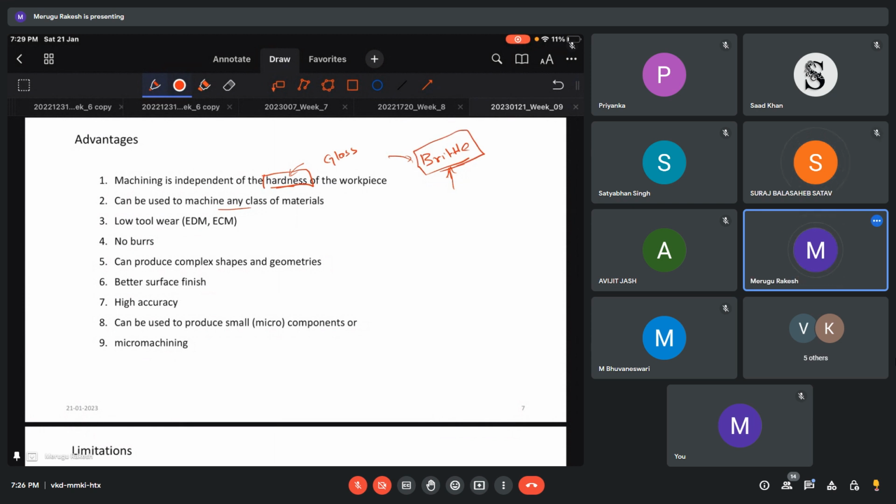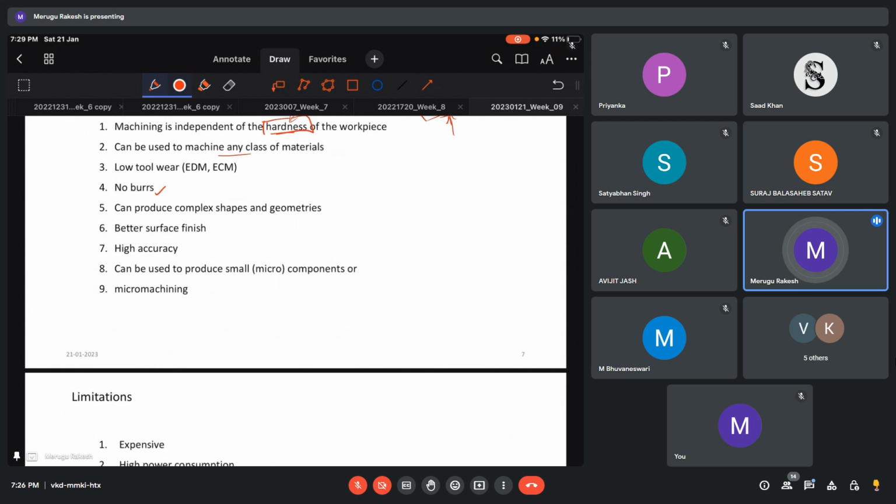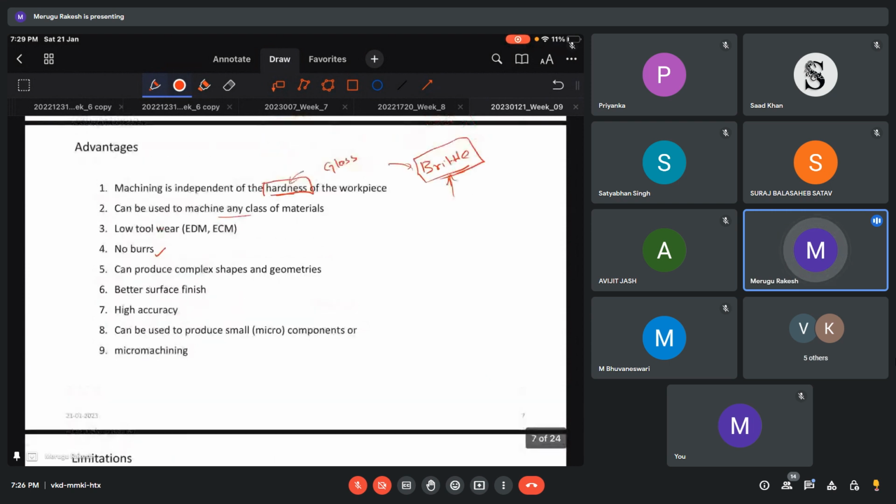Okay, sir. Yeah, these are some of the advantages. Then we come to the limitations. So one thing you have to remember is low tool wear rate compared to other machining processes such as EDM as well as ECM processes. You might know the burr formation in conventional machining processes. Here we don't have any such type of burr.